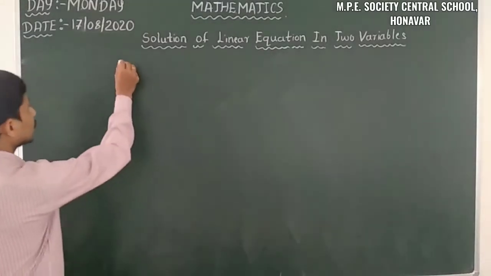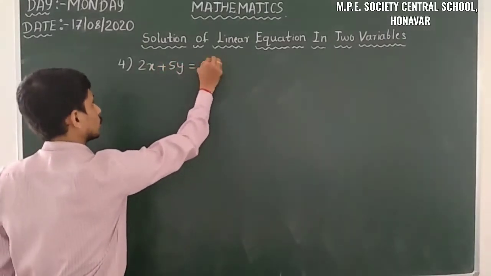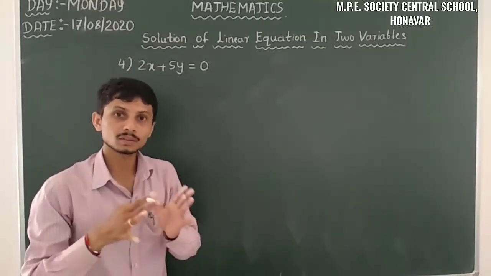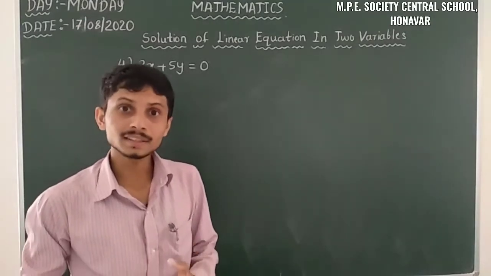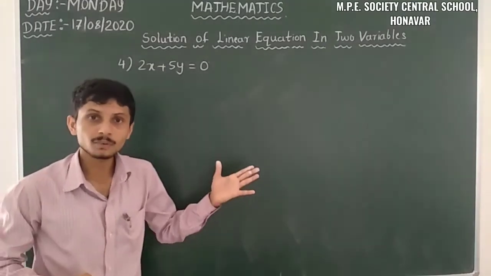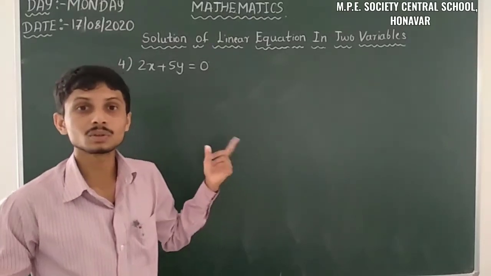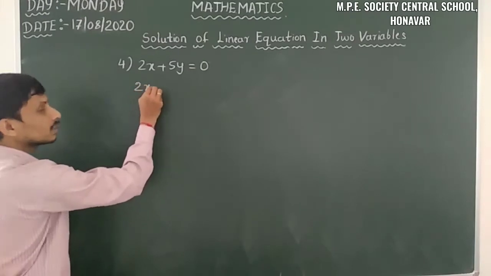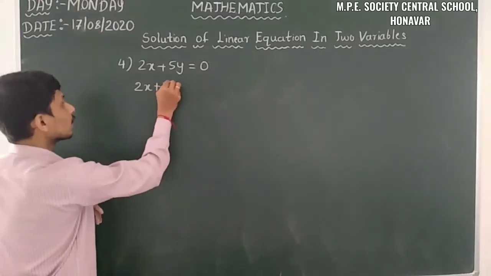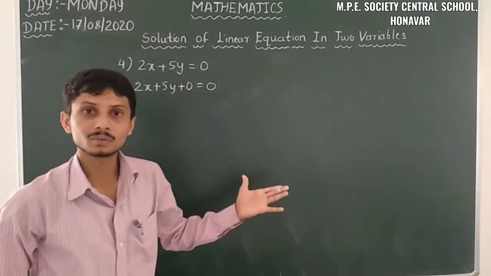Yes. So the next problem is 2x plus 5y is equal to 0. Just observe that neither the coefficient of x nor the coefficient of y is 0. But when we compare this equation with the standard form of a linear equation in two variables, the constant term is 0 here. That means c is equal to 0. So we can write it as 2x plus 5y plus 0 is equal to 0. Then it is converted into the form of a linear equation in two variables.